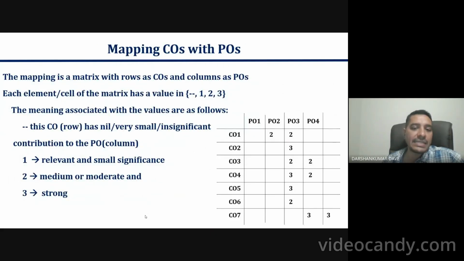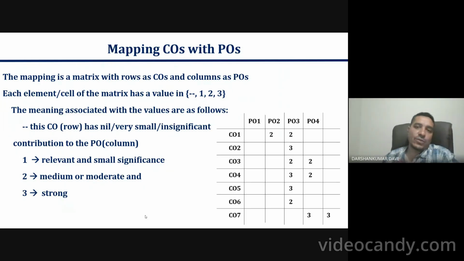How are these values 1, 2, and 3 selected? If your course outcome 1 has hardly any relevance or only small significance to a particular program outcome, then you write 1. If it is moderately significant or contributing to the relevant program outcome, you write 2. If it has a strong relation with a particular program outcome, you will write 3. I hope this is clear to you guys. It is a simple step.